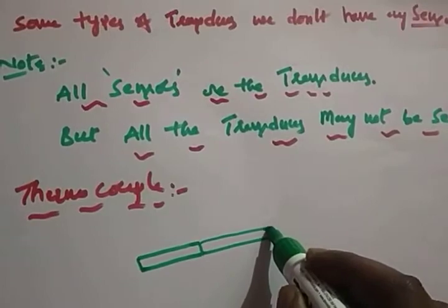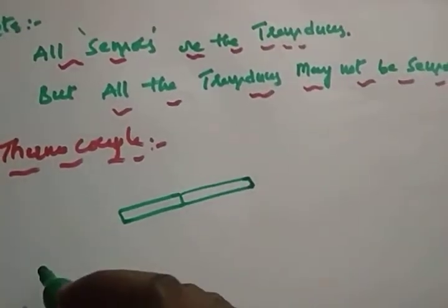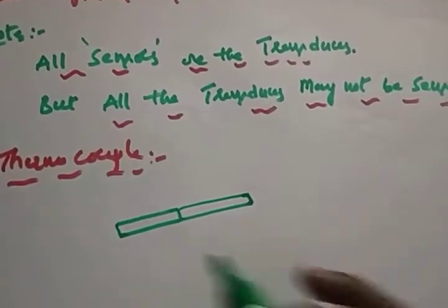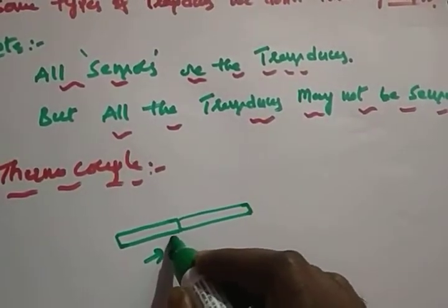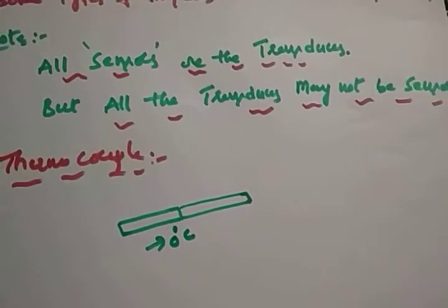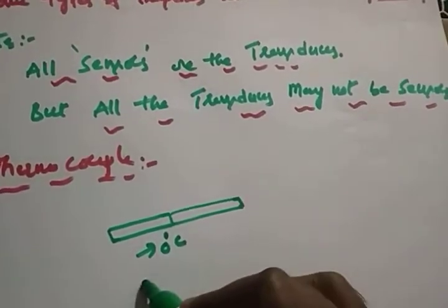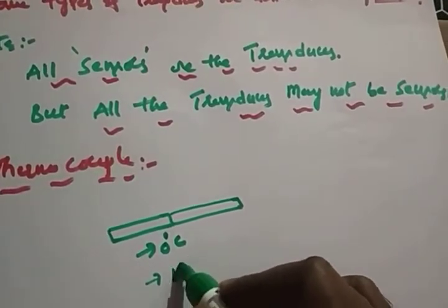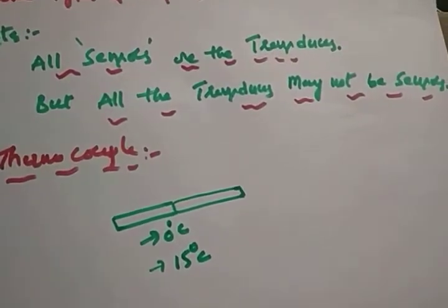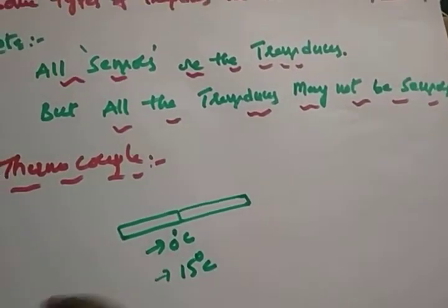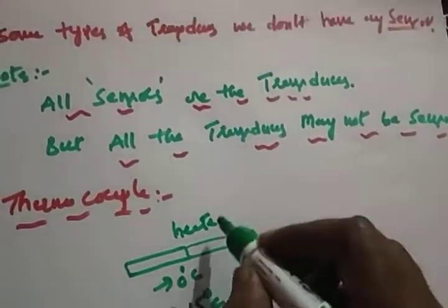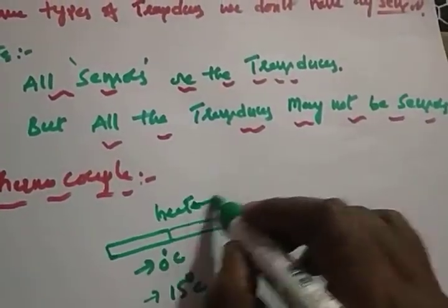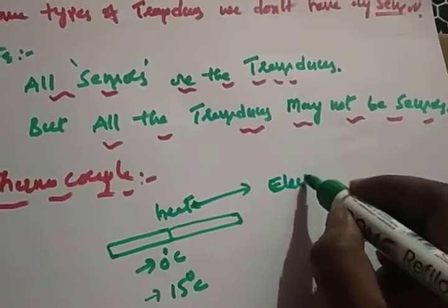These are two dissimilar materials. It means different materials which are joined together, and we are applying temperature, that means we are applying heat. At 0 degrees centigrade we apply heat, and after that at some other 15 degrees centigrade. Right? So these two are going to be heated. Then definitely heat will be generated. This heat will be converted into electrical energy.